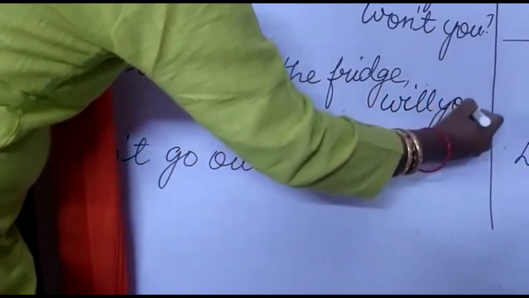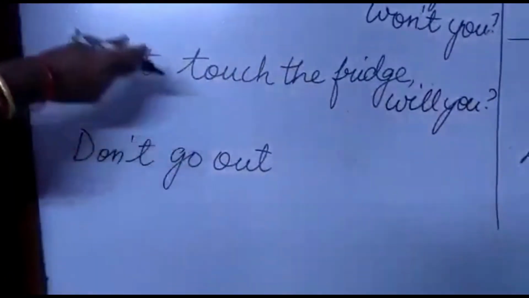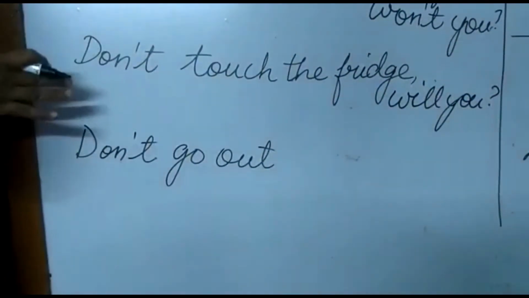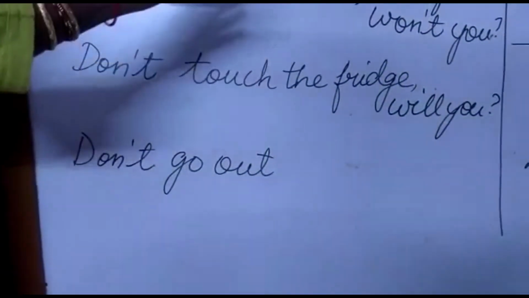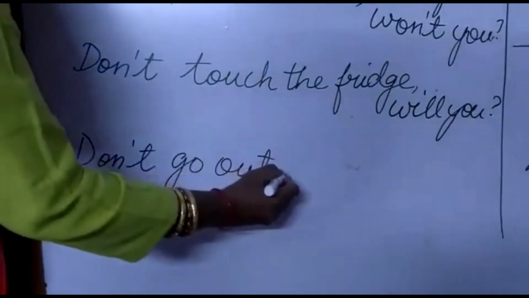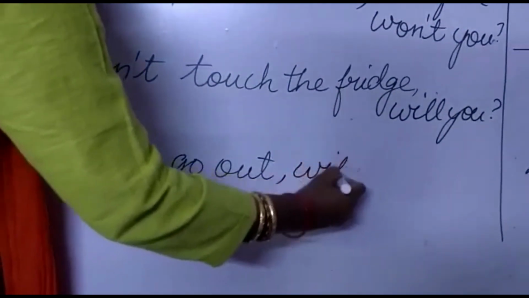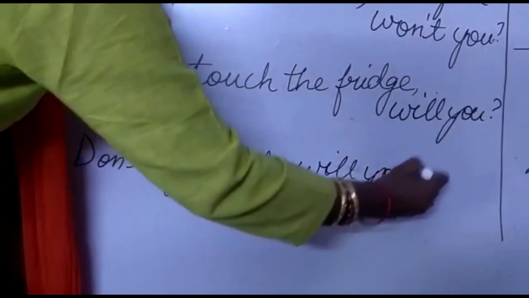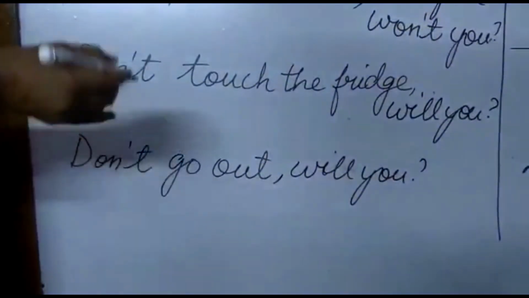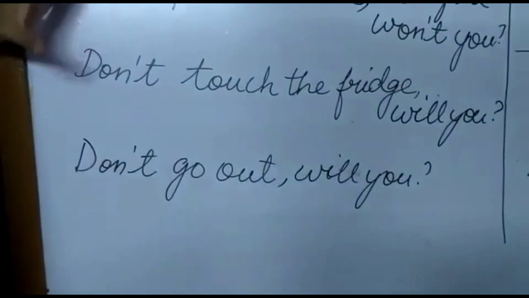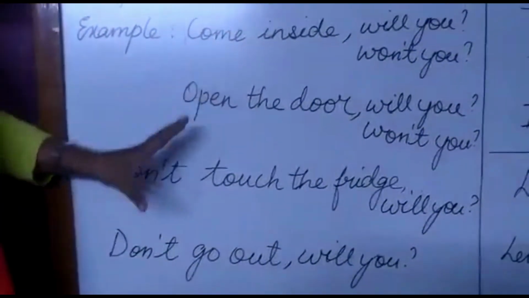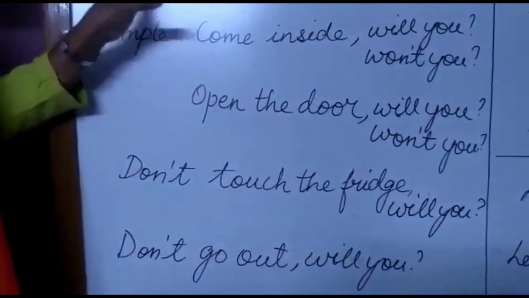For such imperative sentences, for any imperative sentence which is starting with don't, you need to use the question tag "will you." Don't go out, will you? In the same way, you can use will you or won't you. Yes children, this is the imperative sentence. What type of question tags do you use when there are imperative sentences?